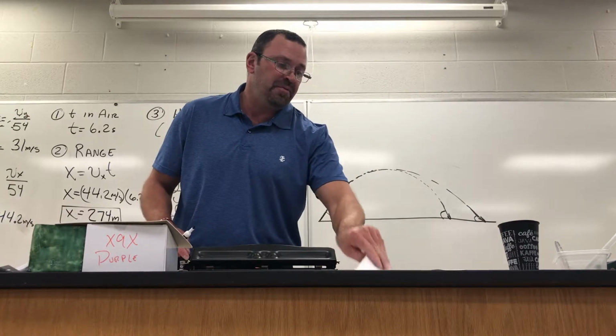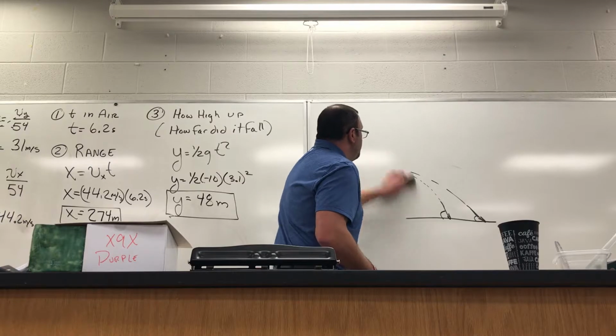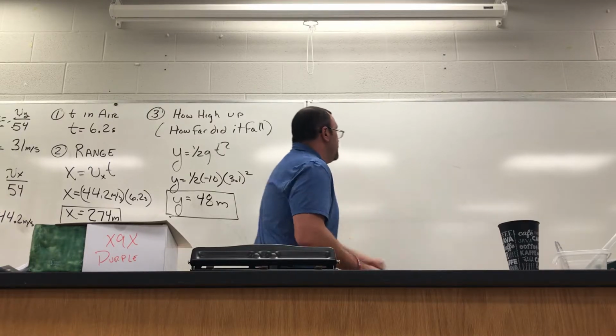Number seven, a boat going across the river. The river is flowing. I've got a boat trying to go across. Let's make it really easy numbers.